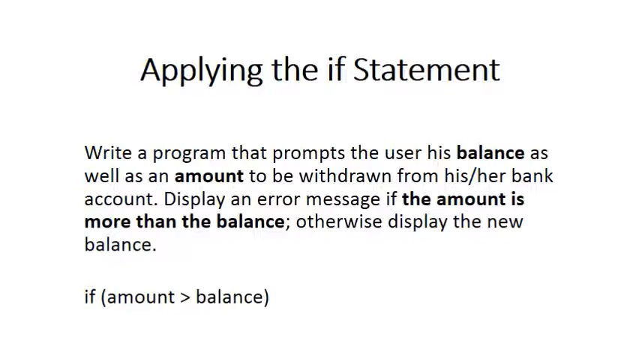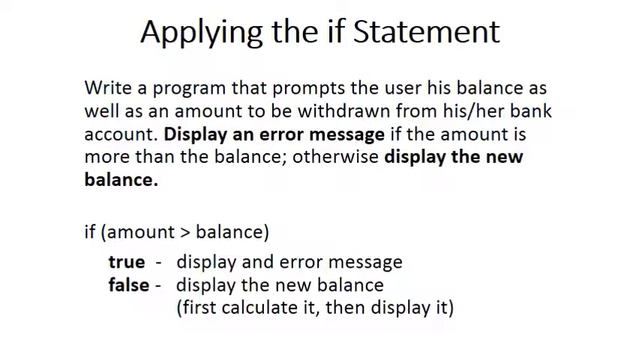Okay, so once you know that there is a choice to be made, your next question would be what is the condition that determines the outcome of the choice? So what decision needs to be made? If you read through this question, it clearly says if the amount is more than the balance. So we can immediately see that somewhere in our code we will have two variables, amount and balance, and the if statement will say if amount is greater than balance.